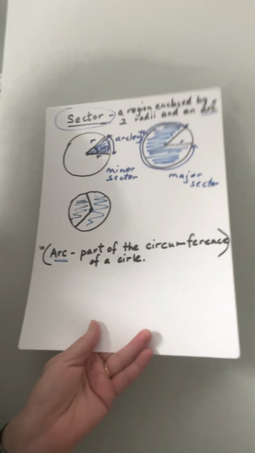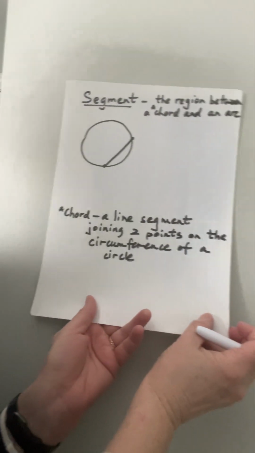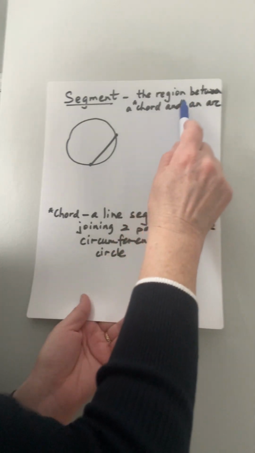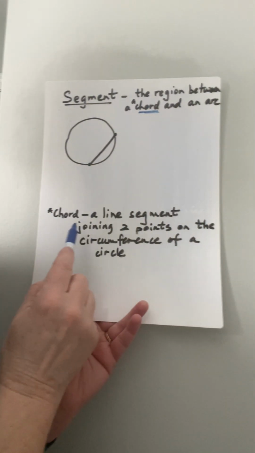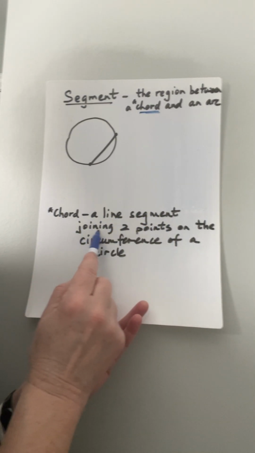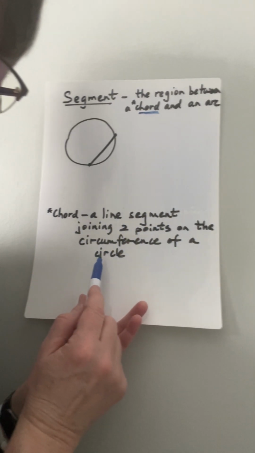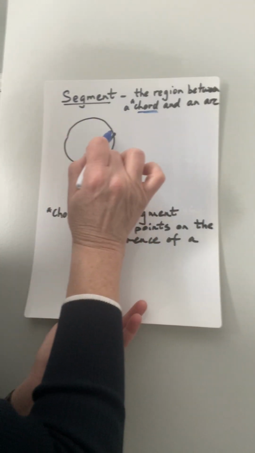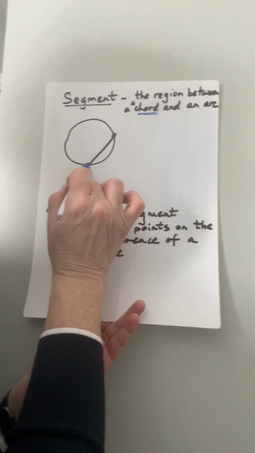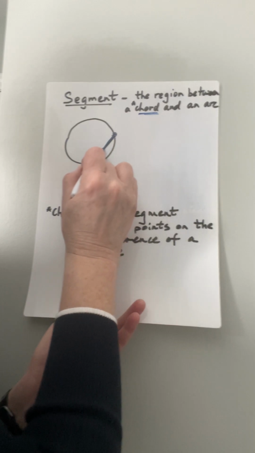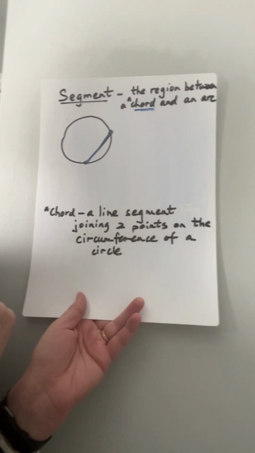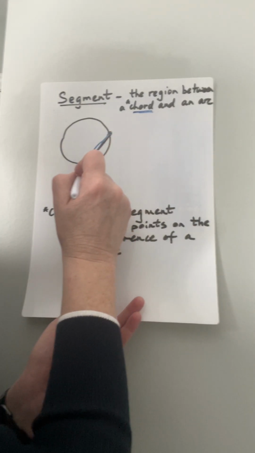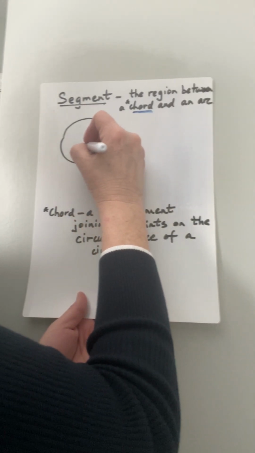Okay, so secondly, let's move to what a segment is. A segment is a region between a chord and an arc. Okay, so what's a chord? A chord is a line segment joining 2 points on the circumference of a circle. So here's a circle, here's 2 points on the circumference of that circle, and this is the line segment. A line segment is a straight line that joins 2 points together. Then this line here is called a chord.